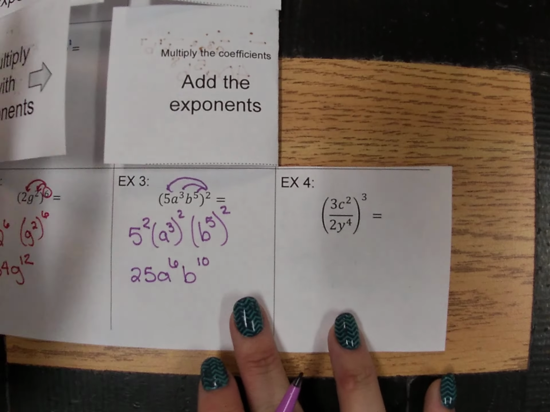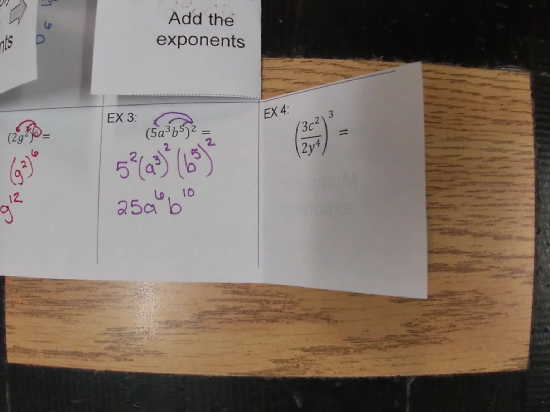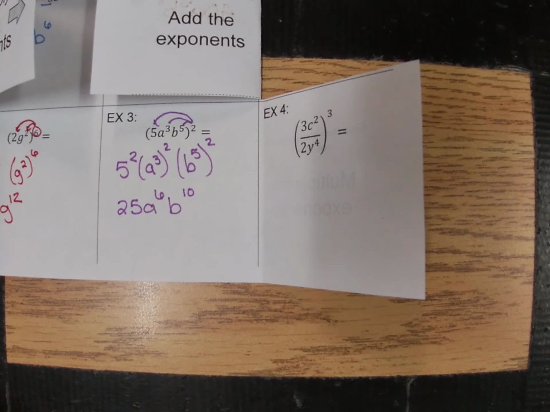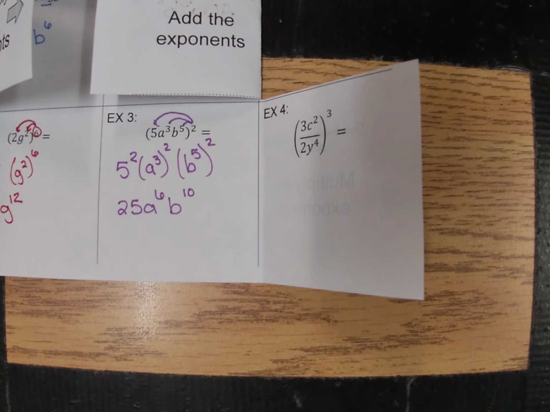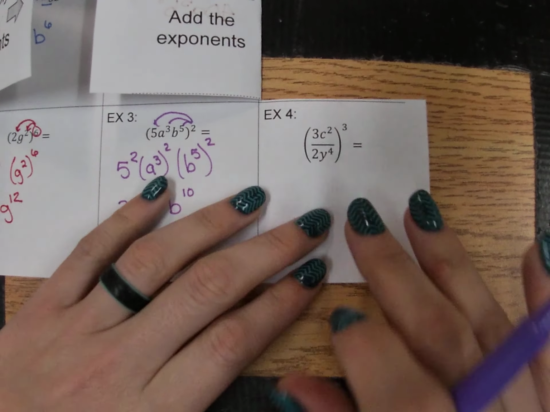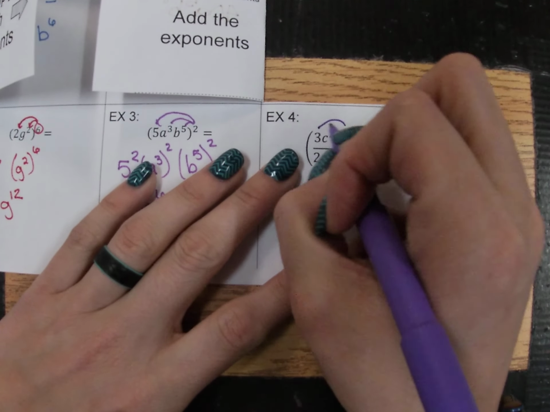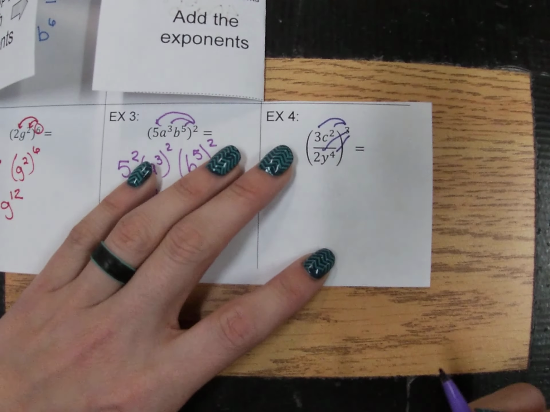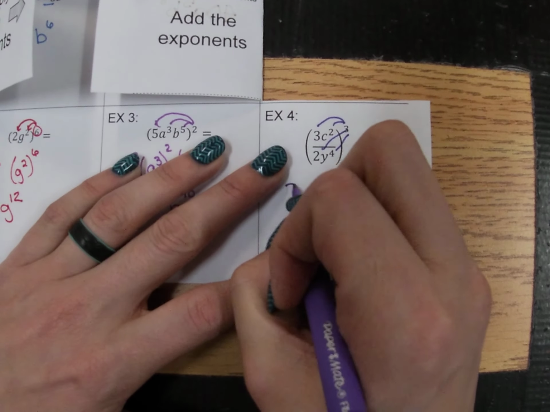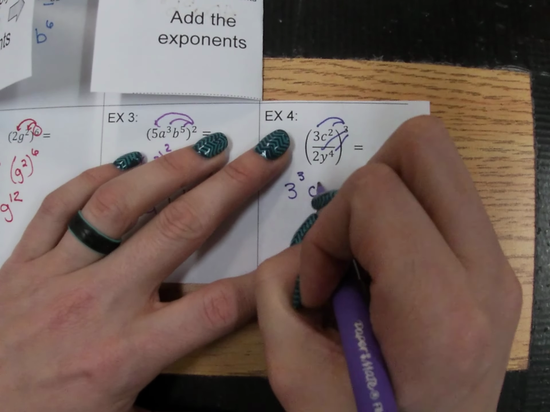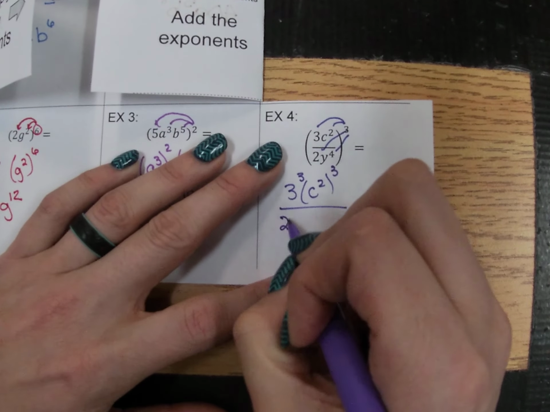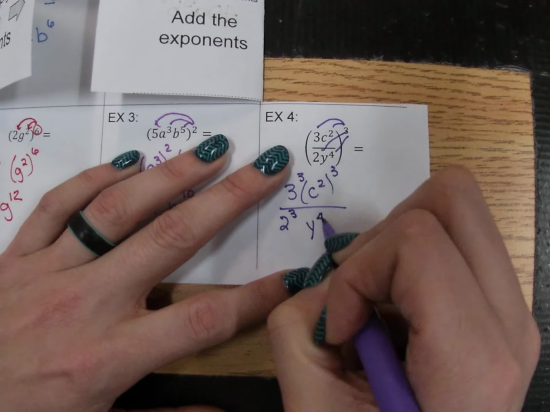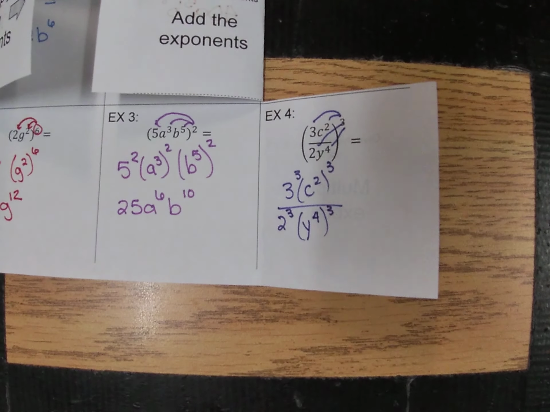Now we might look at example 4 and go, oh my gosh, that looks really big. But again, the nice thing about exponents is that the rules do not change. So even though the problems can get bigger or look longer, the property stays exactly the same. So we are still giving this exponent of 3 to every single thing in here. So we want 3 to the 3rd, c squared to the 3rd, over 2 to the 3rd, and y to the 4th all to the 3rd.